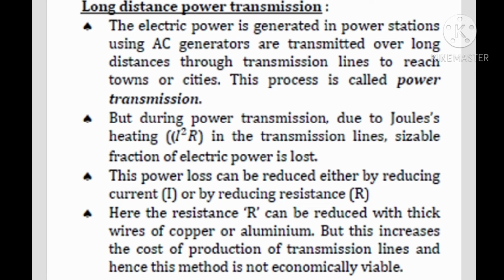But during power transmission, due to Joule's heating effect in transmission lines, a fraction of electric power is lost. This power loss can be reduced either by reducing the current or by reducing the resistance. Here, the resistance R can be reduced with thick wires of copper or aluminium, but this increases the cost of production of transmission lines, and hence this method is not economically suitable.